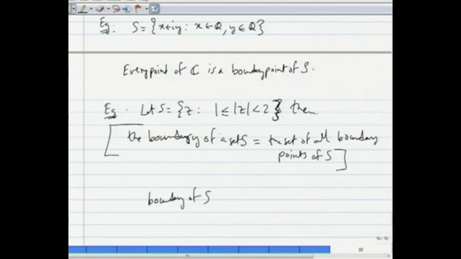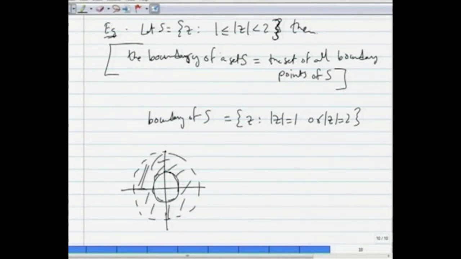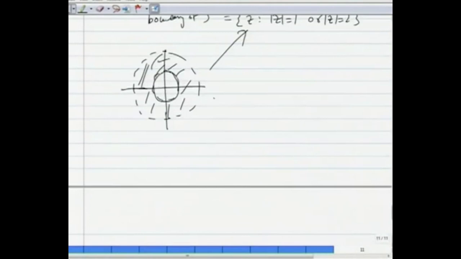For this example, the set is equal to the set of all z such that the modulus is either 1 or the modulus is 2. That you will identify as the annular region between 1 and 2. So you have that mod z is equal to 1, mod z is between 1 and 2 but not equal to 2. So it is the set of all such points. So, the boundary is that. That is the notion of a boundary of a set.